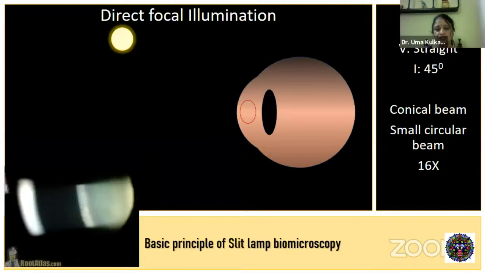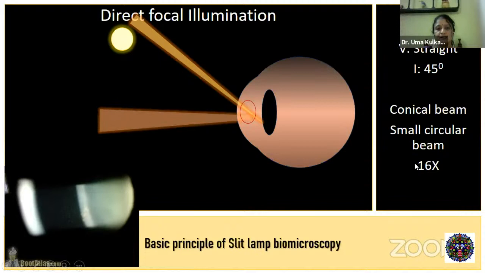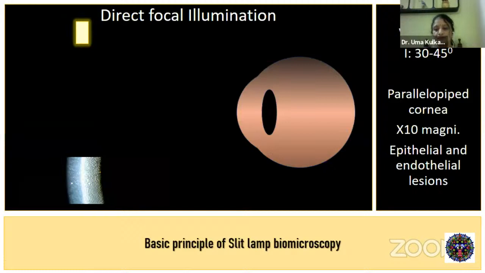There's another kind of illumination which is also a direct focal, but a roundish or oval illumination is used, wherein you get a good view of the anterior chamber where you can identify the aqueous cells and flare. Use a medium to high illumination and magnification. You're viewing from straight ahead, but the illumination is at an angle of 30 or 45 degrees, and the illumination is not a slit but a roundish one. So you can see aqueous cells, flare, hyphema, and all that.